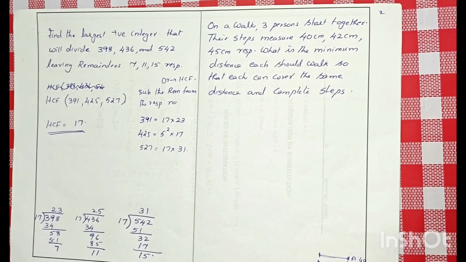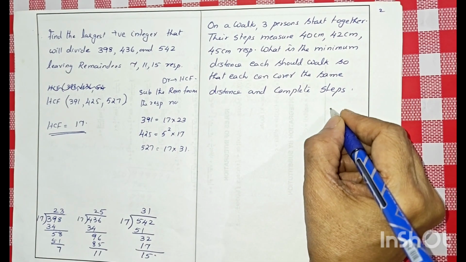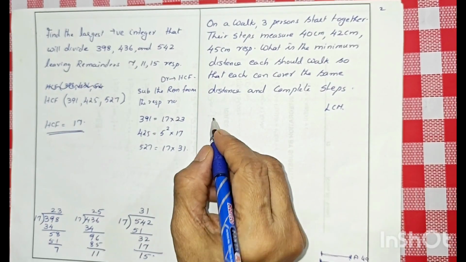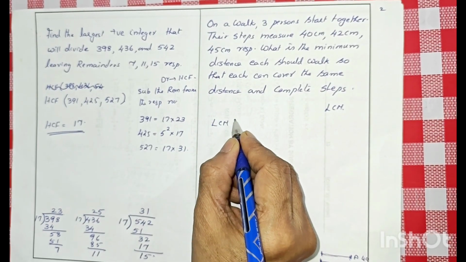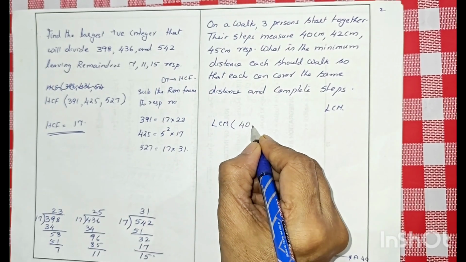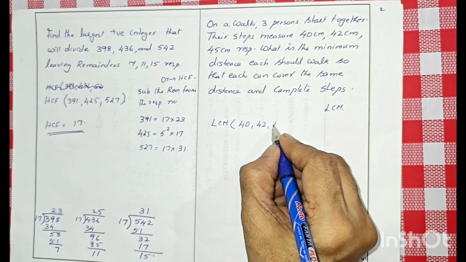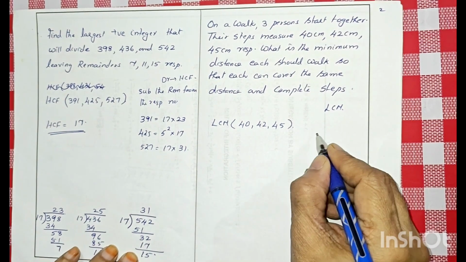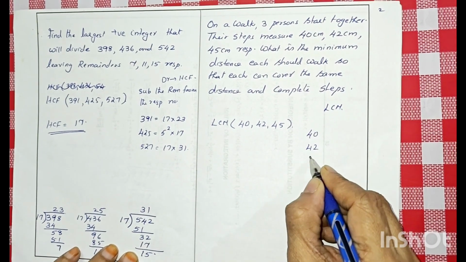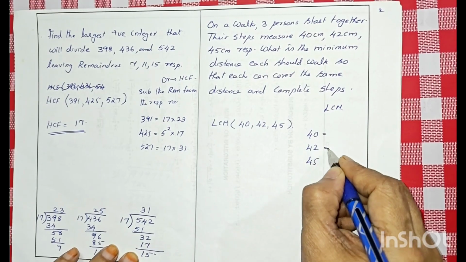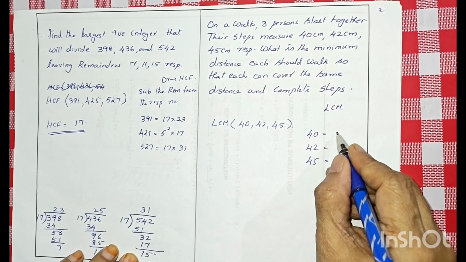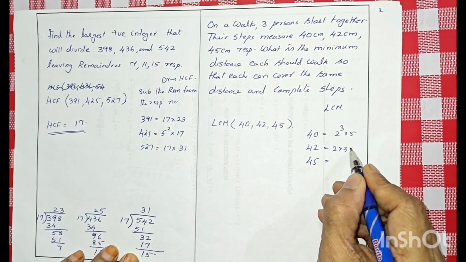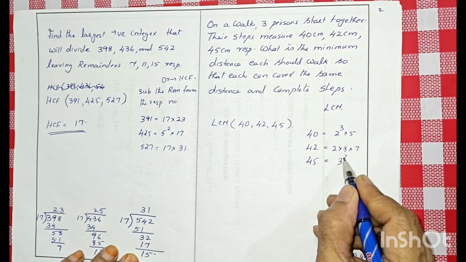So you have to find a higher number. So that means you have to go for LCM. That's how you will identify whether you have to find LCM or HCF. So LCM of 40, 42 and 45, you will find the prime factorization, whichever method is comfortable for you. 2 cube into 5, 2 into 3 into 7, and 3 squared into 5.